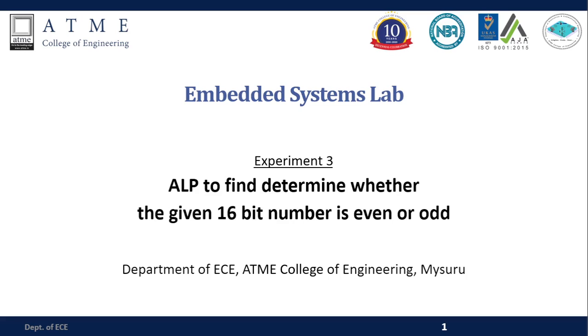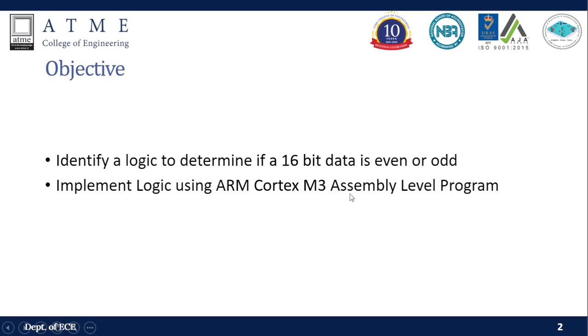So, the next program in our syllabus is an ALP to determine whether the given 16-bit number is an even number or an odd number. You just need to find whether a number is even or odd. This is a significantly simpler operation, and we are again going to go through the same two steps as we did in the other experiments.